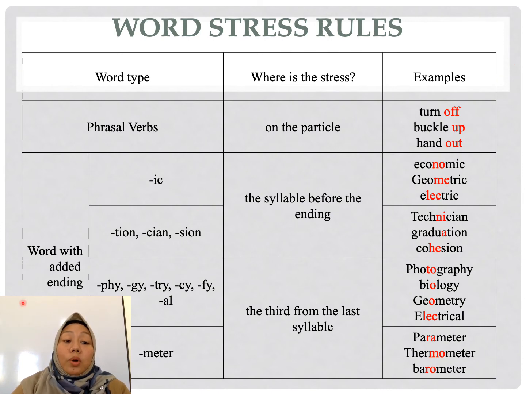Okay, words with added endings. If the suffix is -ic, -sion, or -tion, the stress is on the syllable before the ending. Economic, geometric, electric. Technician, graduation, cohesion.